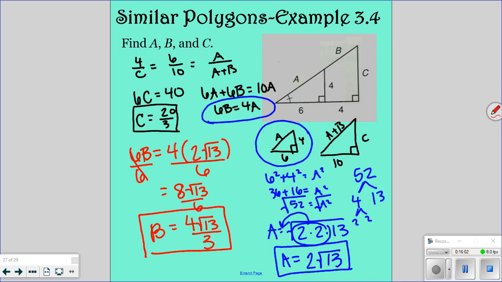So that one ended up with some strange looking answers, and that's okay. Don't give me decimals on these. Give me radical answers and radicals in fractions. Don't put these into your calculator and get decimal numbers, okay? But that's the basic concept of those. Okay, we're going to look at one more.